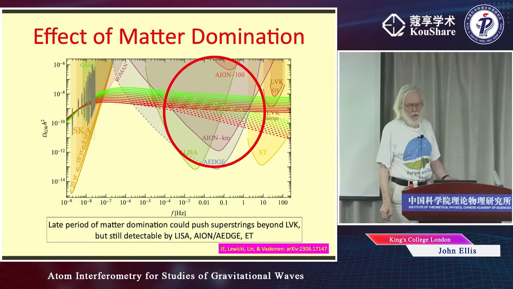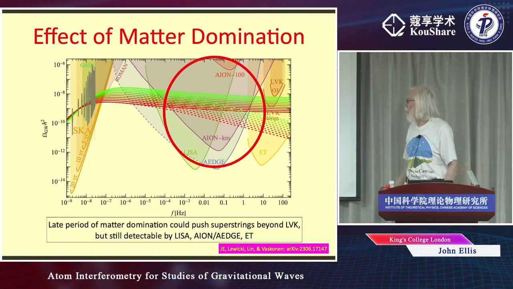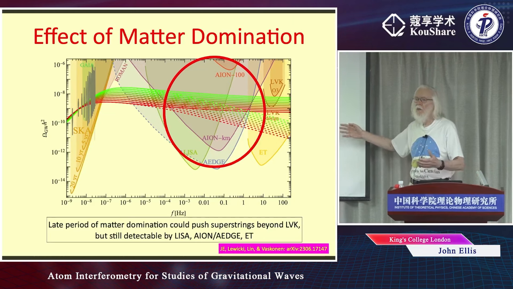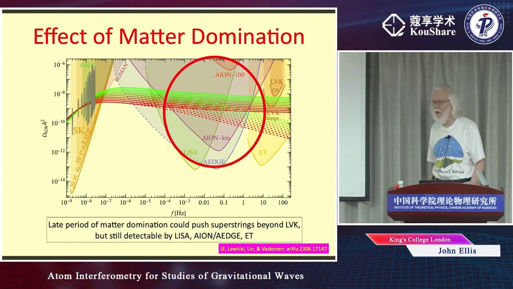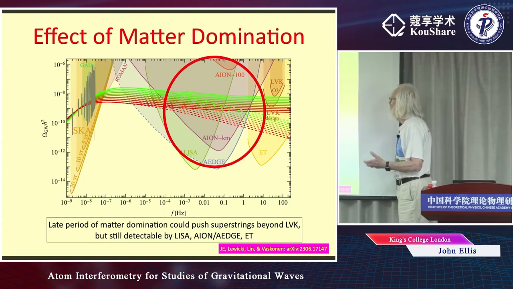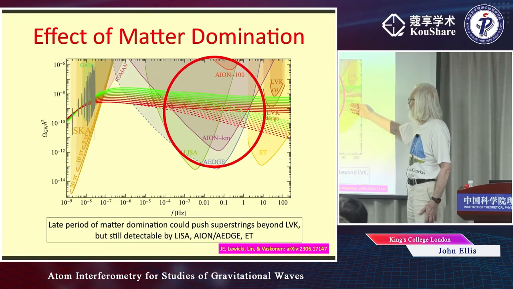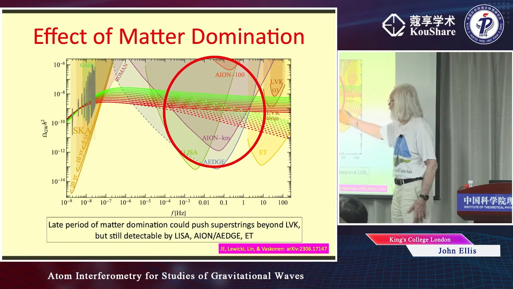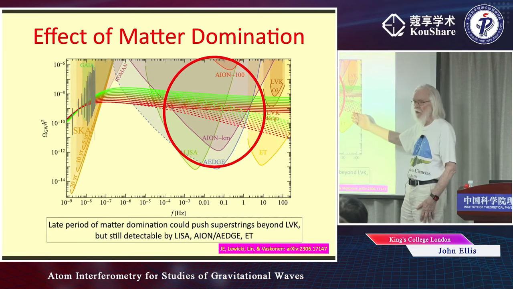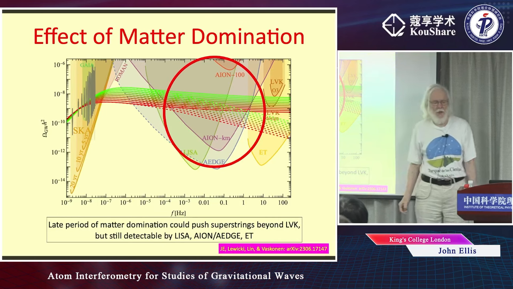So we asked ourselves, how robust is that prediction? And the answer is it's very robust. We looked at postulating, for example, a period of matter domination during the subsequent evolution of the universe. The maximum amount of such an epoch that you can accommodate would still keep the cosmic string prediction observable for AION and LISA, but not for future LIGO, Virgo, KAGRA observations, although it would be detectable with the Einstein Telescope.